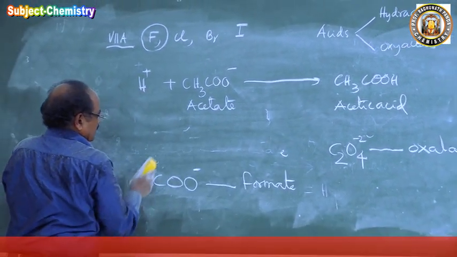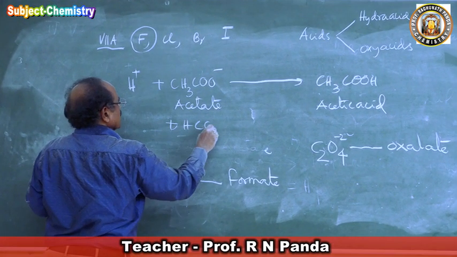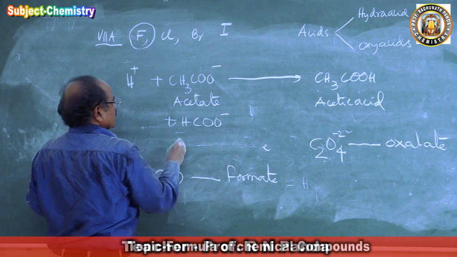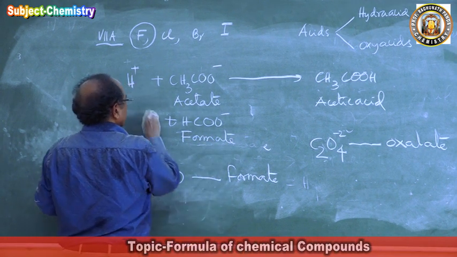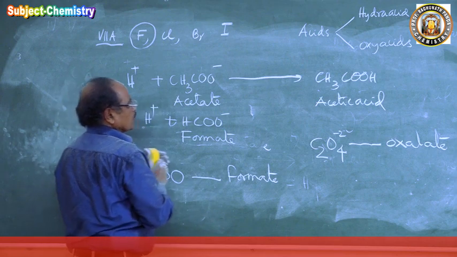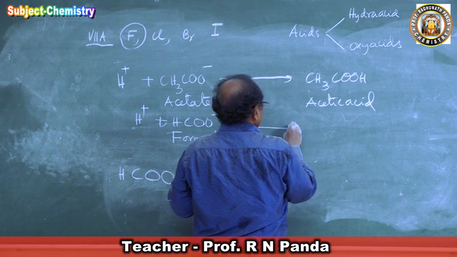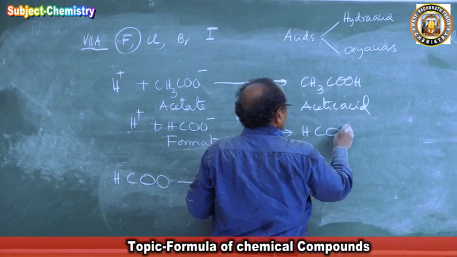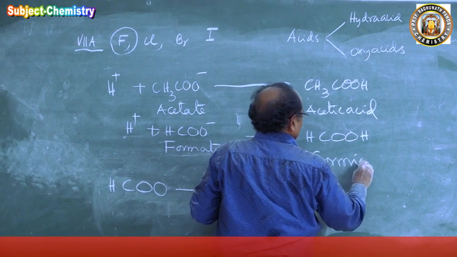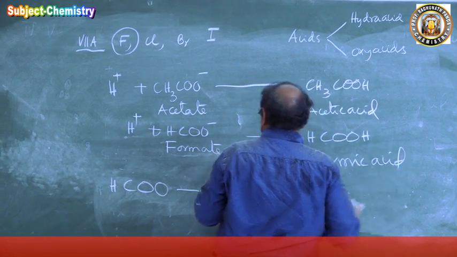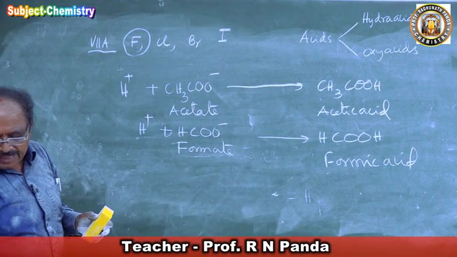Now I'll come to HCOO minus, which is formate. This formate will combine with H plus, so it will form the acid, HCOOH. This is called formic acid.